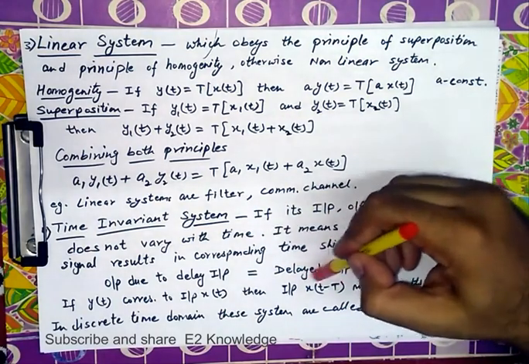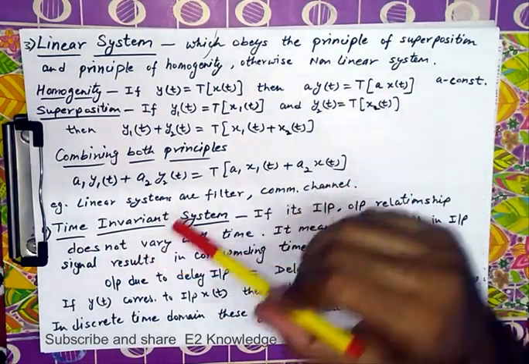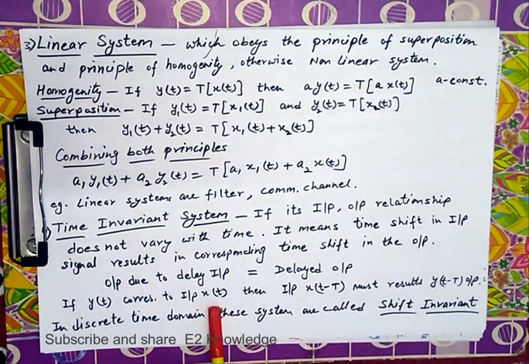And these systems are very important. If y(t) corresponds to input x(t), then input x(t minus t0) will result in y(t minus t0). The time shift is the same. Time shift is the key here.